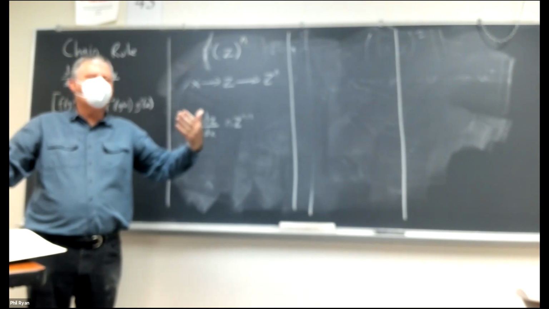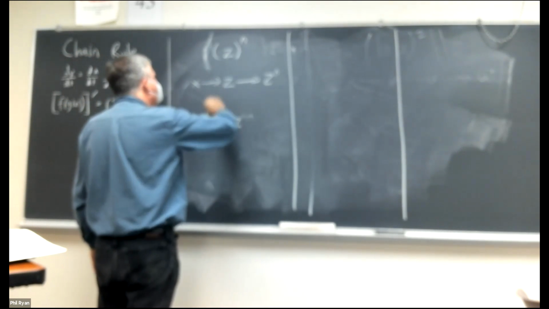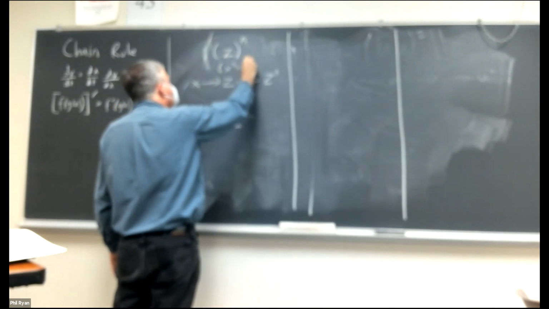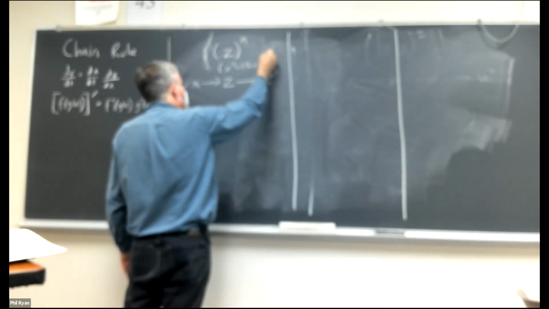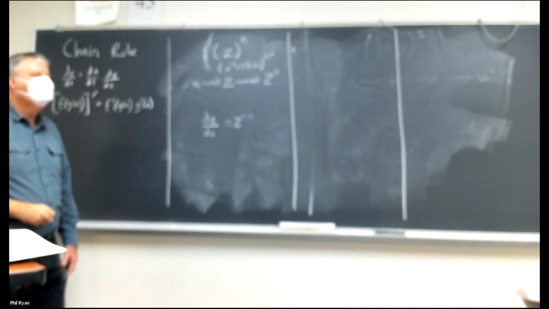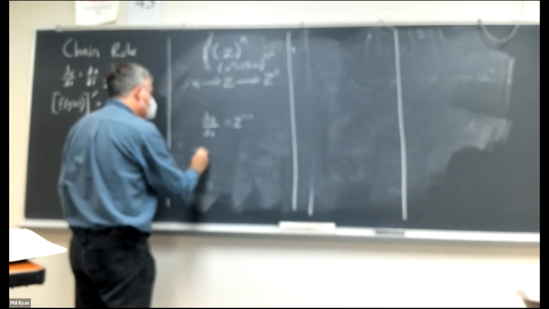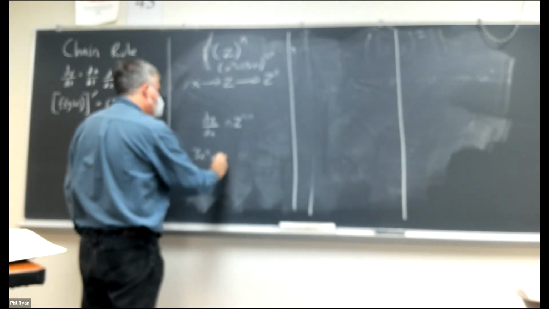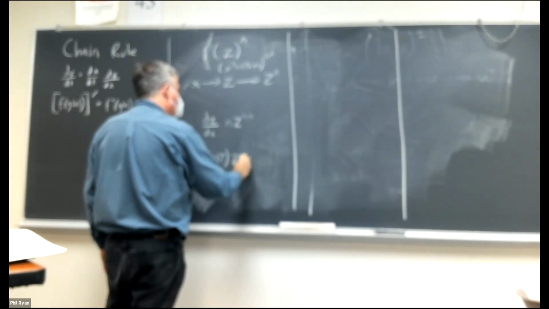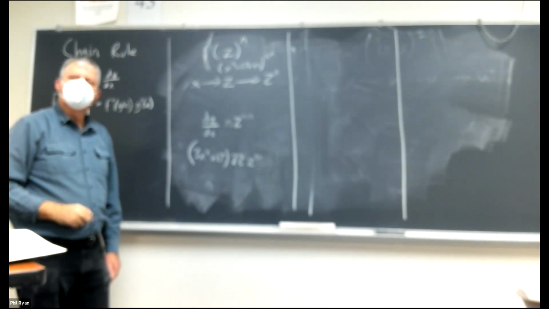Because it's just a number, ln of 22 is just a number. So an example could be x cubed plus 17x plus 1 to the 22. By this, it's going to be the derivative of the inside, which is 3x squared plus 17, times, by the power rule, 22 times z to the 21. And we just plug in what z is.